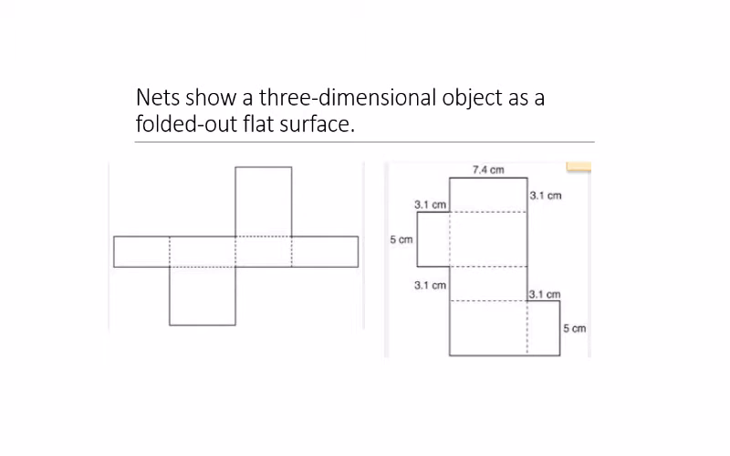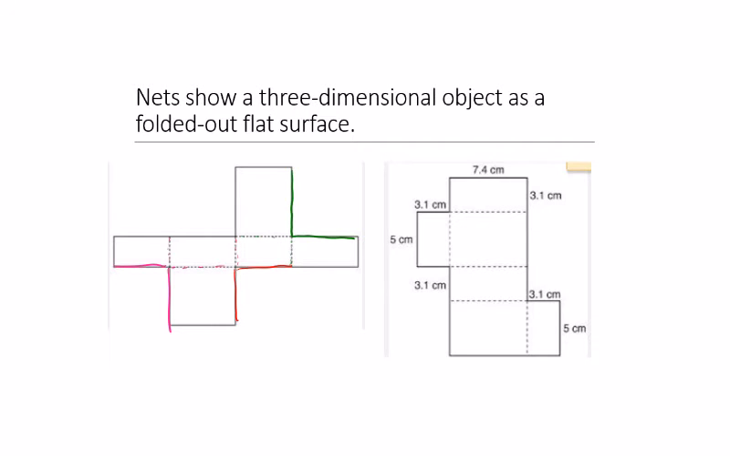Okay, so you can see, for example here, if I folded along this edge and this edge, then these two sides would meet, right? And if I fold it along this edge, then this side would meet this side, right? And so forth and so on. If I fold it along this edge and this edge, then these two sides would meet.